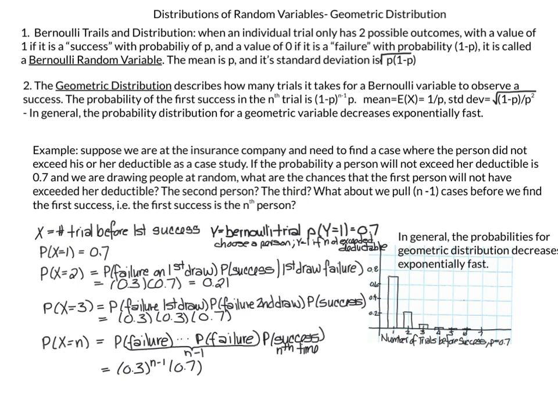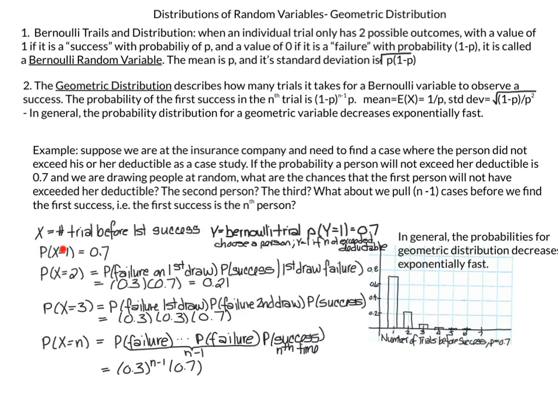In this case, we had two random variables. Our first random variable I'm going to name y, and that's our Bernoulli trial, where we're pulling people's records at random. The probability we have a success, that we find a person that has not exceeded their deductible, is 0.7. So again, our Bernoulli trial is choosing a person at random, and y equals 1, that's a success, if they did not exceed their deductible. Our second random variable is x, the geometric distribution, where we count the number of these Bernoulli trials before our first success.